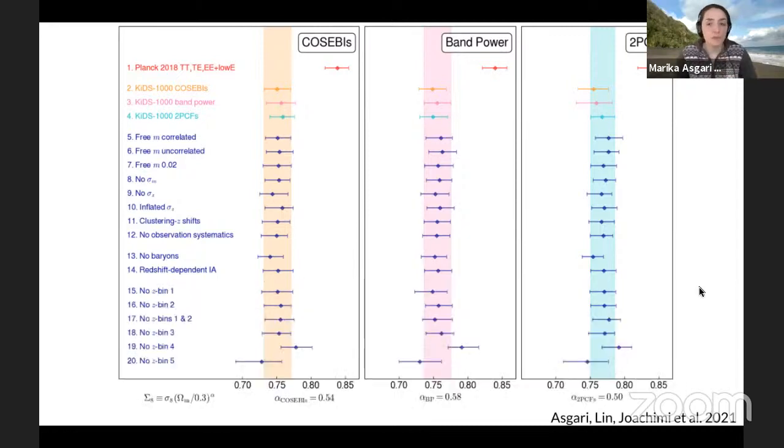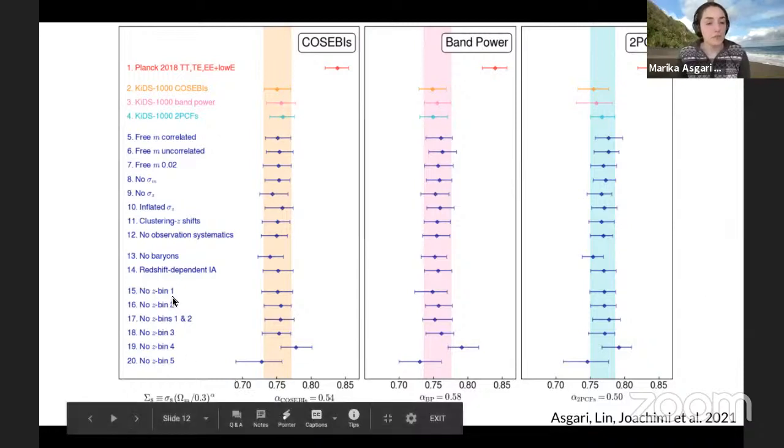Aside from that, we wanted to see what's the impact of each of the redshift bins in our analysis. So we had 5 redshift bins, redshift bin 1, low redshift, bin 5, high redshift. So what we did was to remove each of the bins and all their cross correlations from the analysis and redo the analysis with the rest of the bins and see what happens.